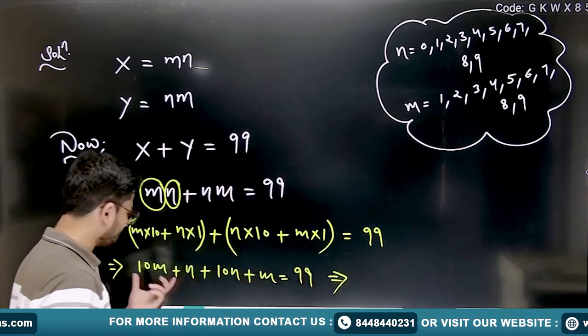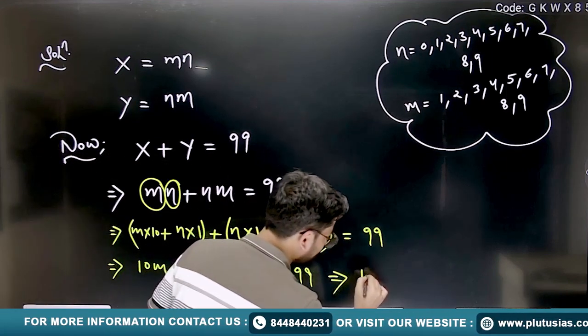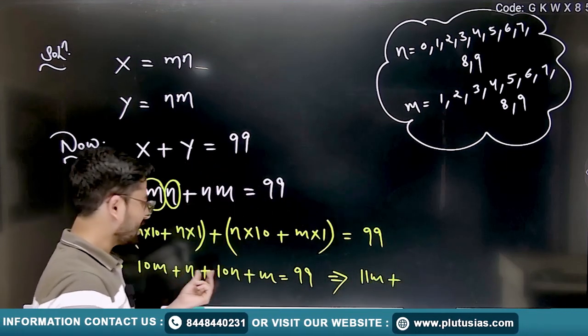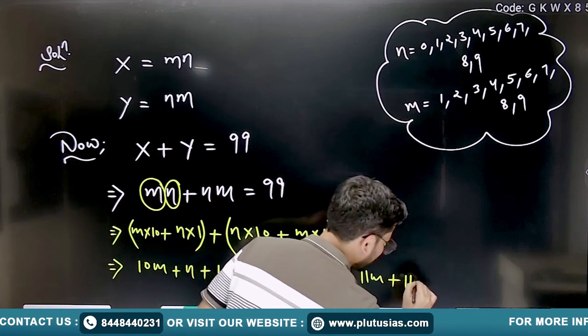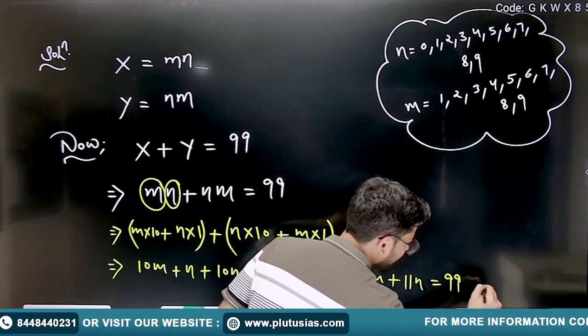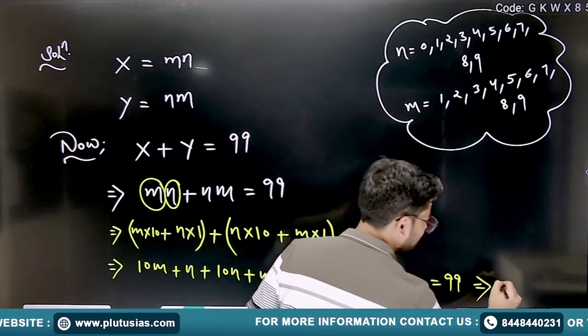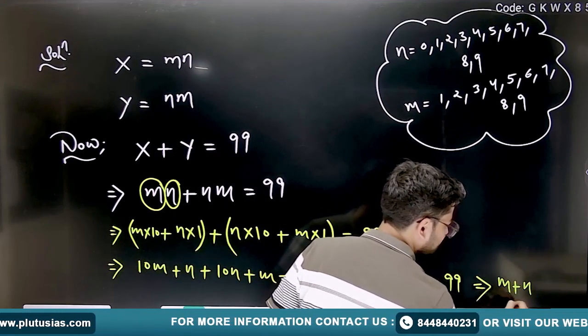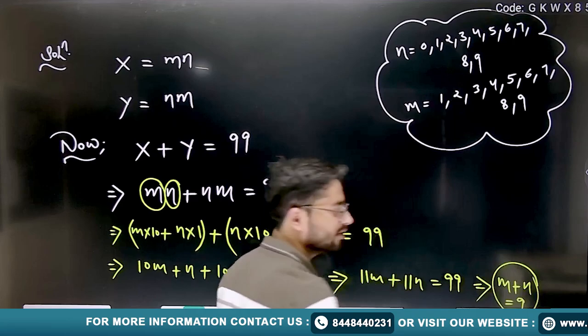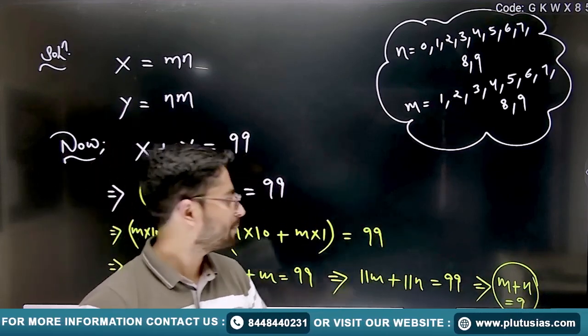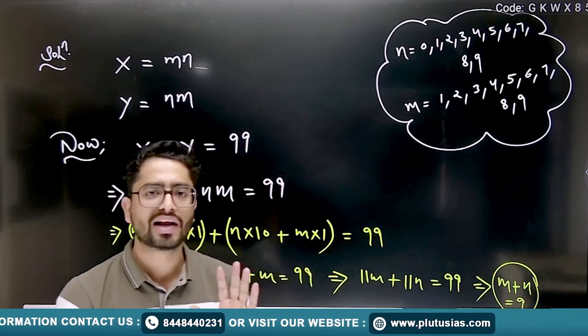Solve karenge to kya ho gaya? 10M plus M is 11M, plus N plus 10N, that is also 11N. And this thing is 99. Dono taraf divide kar sakte hain 11 se. To kya banega? M plus N is equal to 9. Okay. So, kya aagya humare paas? M plus N is equal to 9 aagya.